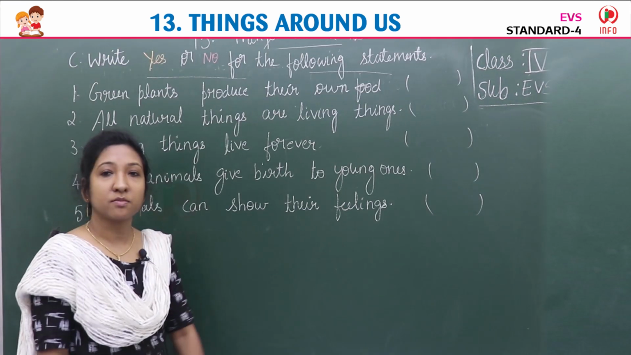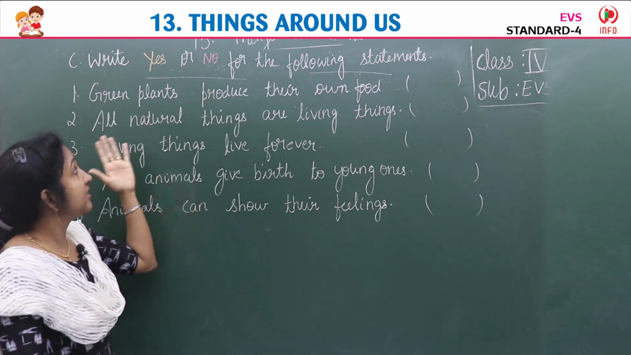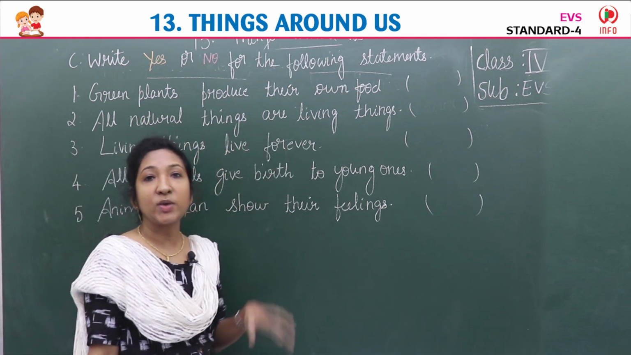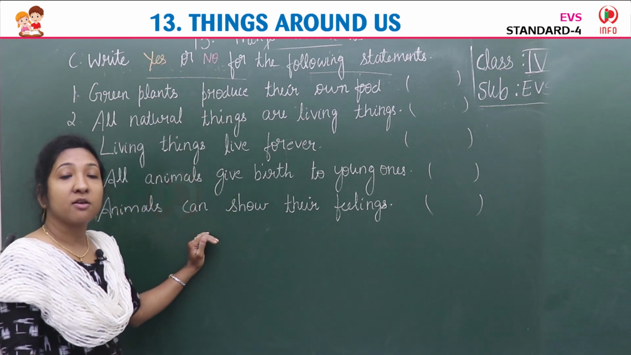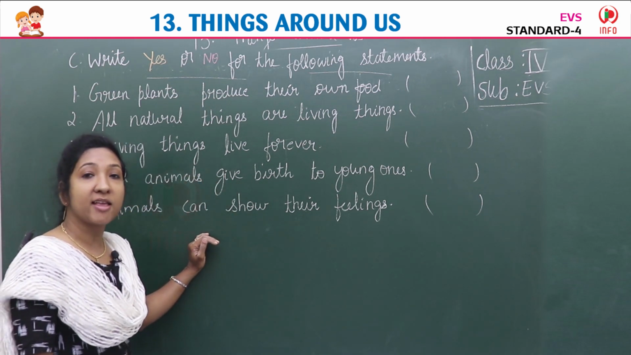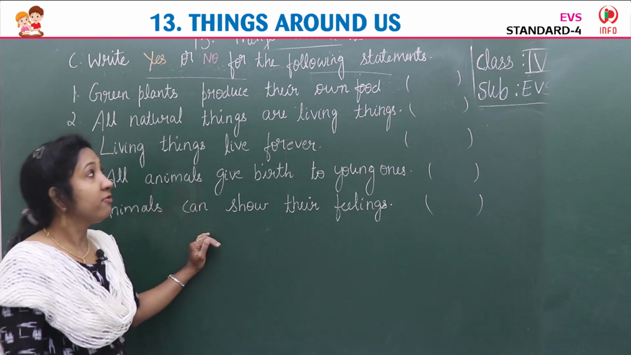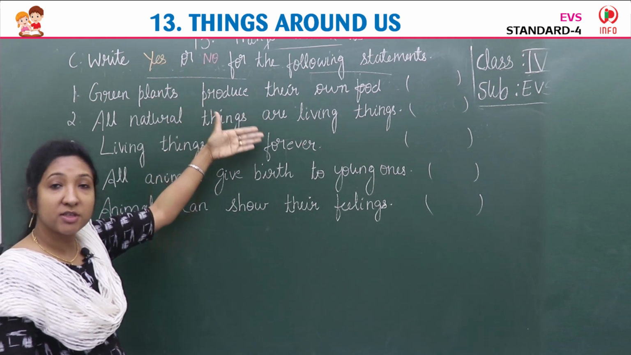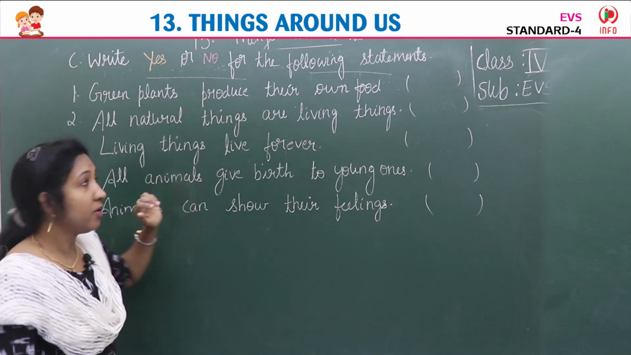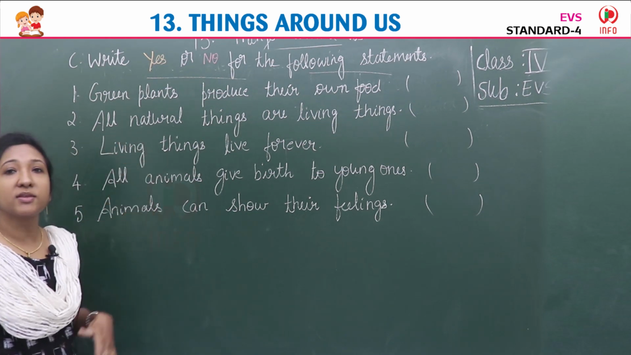Okay. Children, so the next exercise is exercise C. Write yes or no for the following statements. So, given are a few statements. You have to read the statements and check whether the statement given is right or wrong. If it is a right statement, you write yes over there. If it is a wrong statement, write no. Okay. Now, let's read. First one, green plants produce their own food.